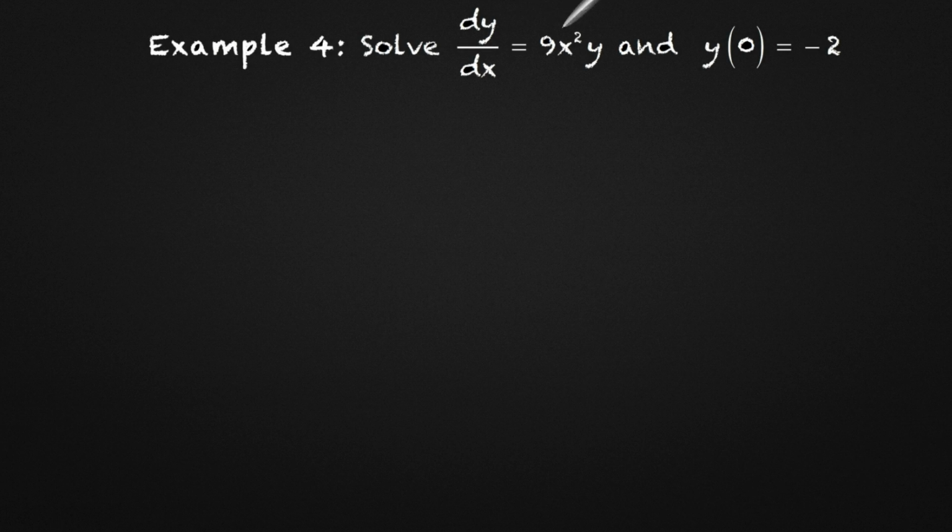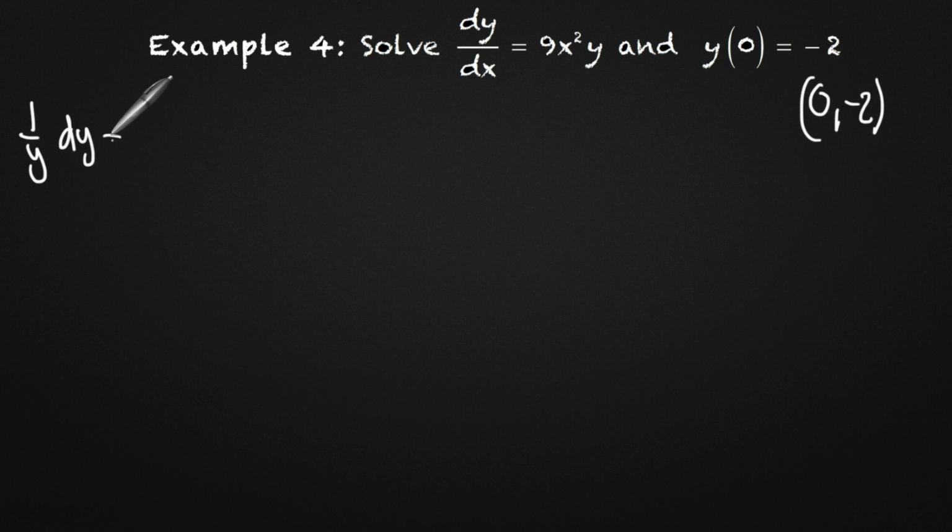Okay, example 4 here. And once again, same situation. We have our initial condition of 0, negative 2. Make sure that we pay attention to the fact that it is indeed negative. So we want to separate our variables once again. So this is going to end up giving us, if I divide by y, 1 over y dy is equal to 9x squared dx.